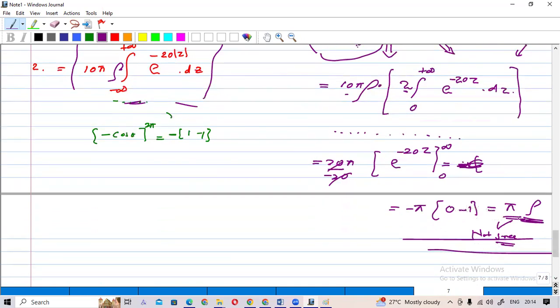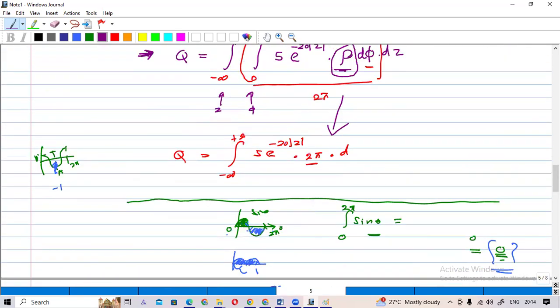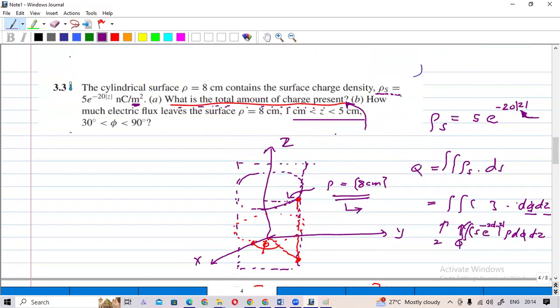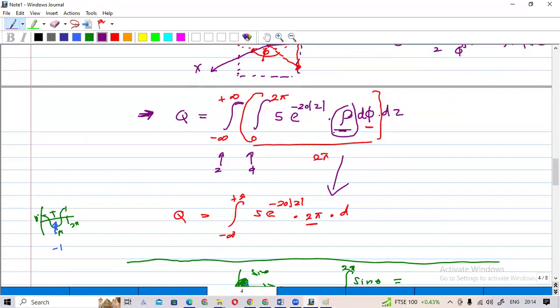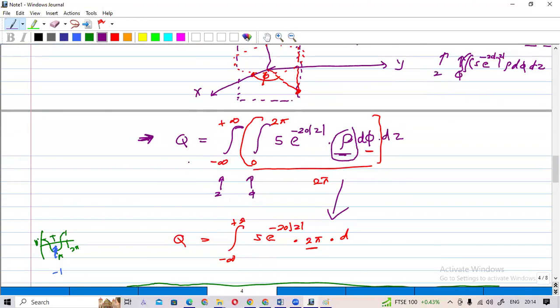So for a final value also rho is there. So rho is 8 centimeter. And here the finite limit is given, so you can apply finite limits, that is from 1 to 5.